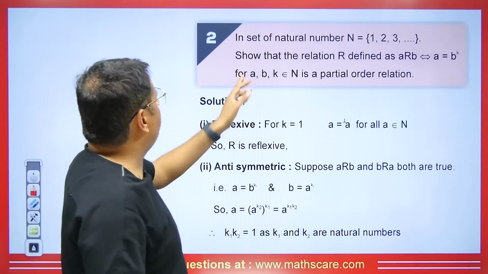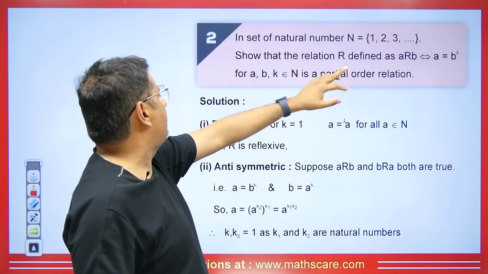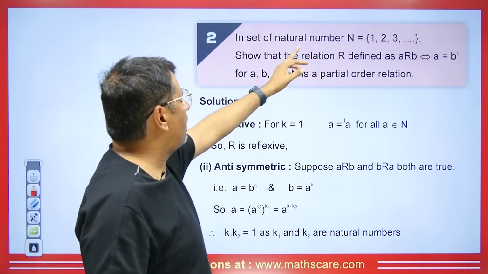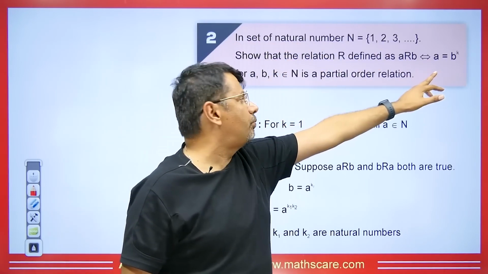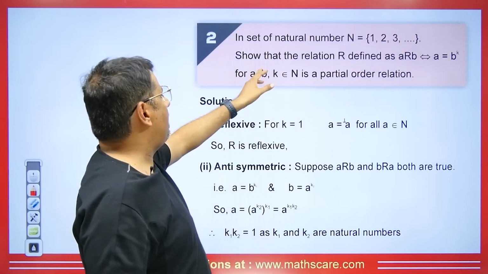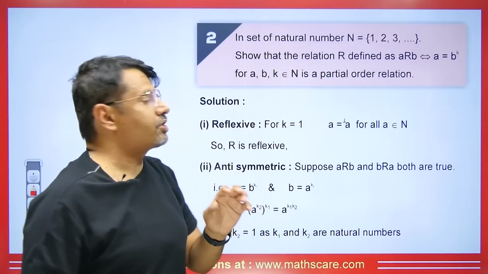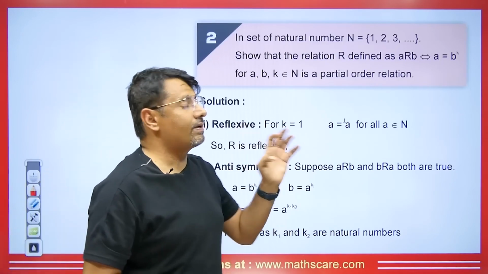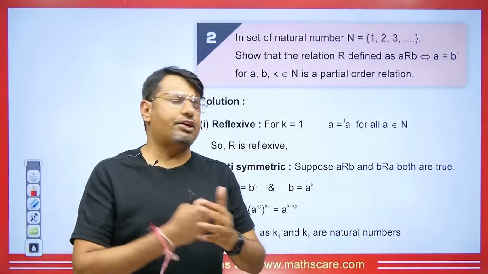So look at the next question here, question number 2. In the set of natural numbers 1, 2, 3 up to infinity, show that the relation defined as a is related to b, which implies a = b^k, where a, b and k belong to the natural numbers, is a partial order relation. Now we have to prove that this will be a partial order relation.